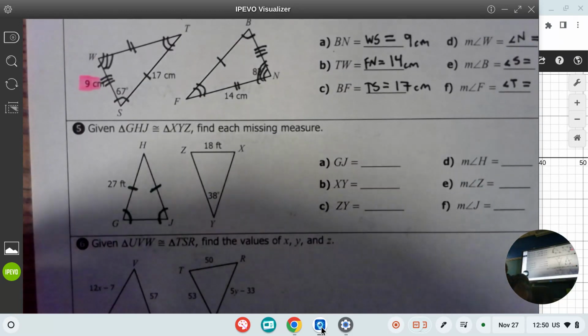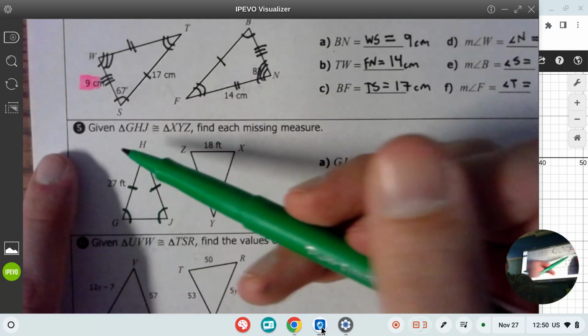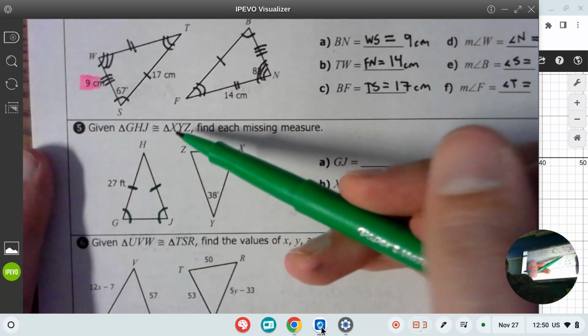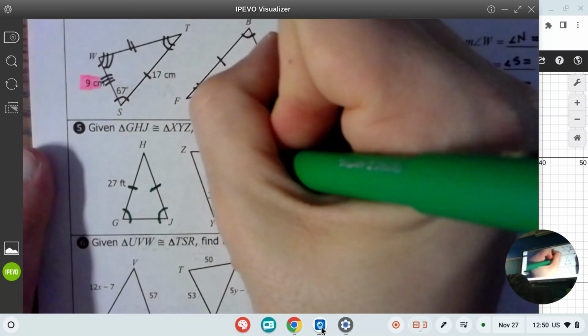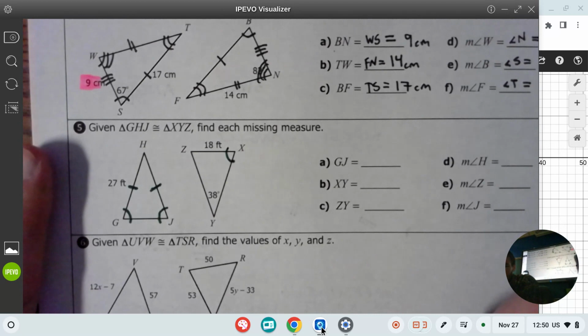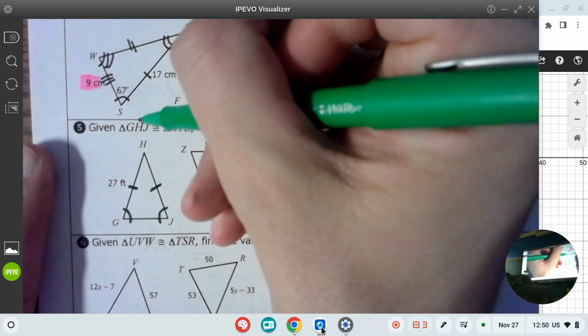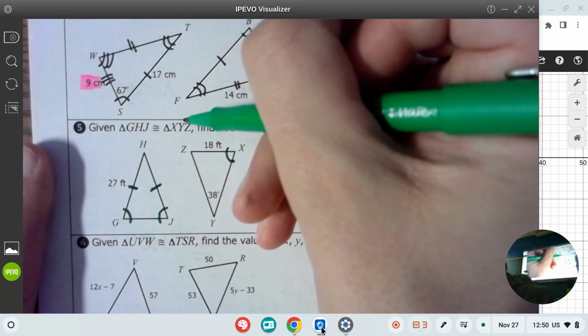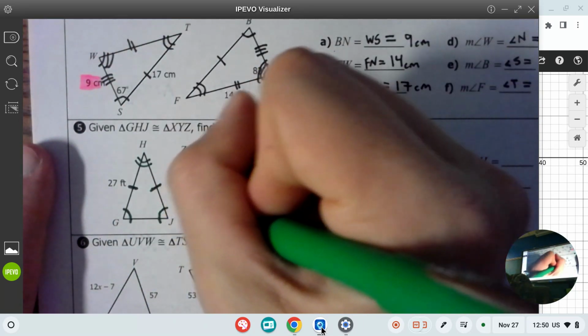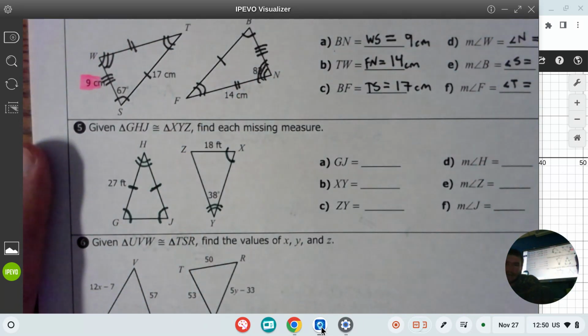Okay? Let's check this out. For question 5, G is the same as X. So let's put a single slash over on the X, or curve, I guess. H is the same as Y. So let's put double curves on H and double curves on Y.